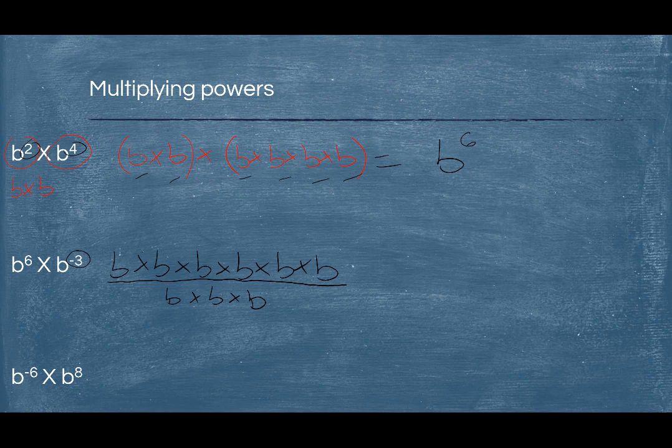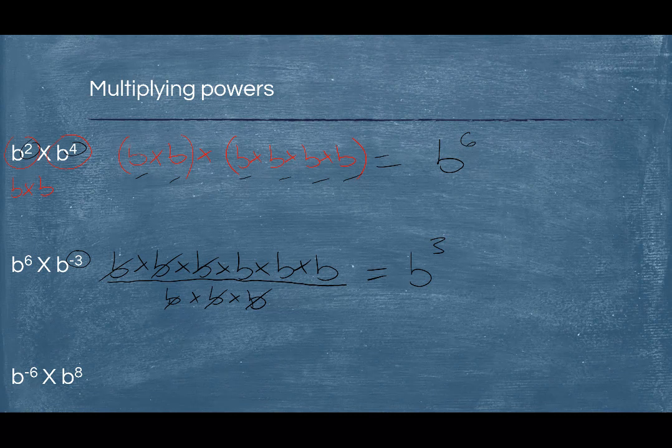So what happens here is we've got the b's on the top and bottom cancel each other out. So cancel, cancel, cancel, cancel, cancel, cancel. What did we end up with? B to the power of 3. Again, it followed that rule. 6 plus -3 is 3. You're just adding the exponents.